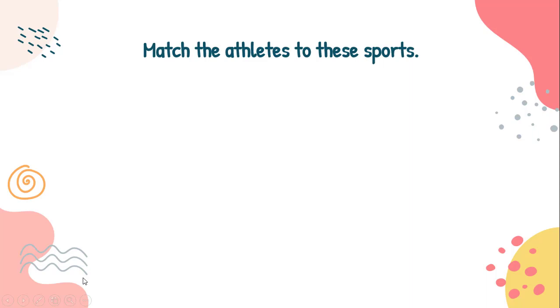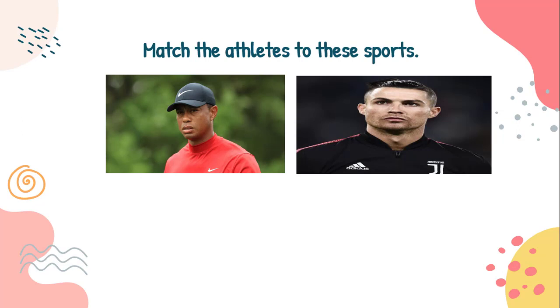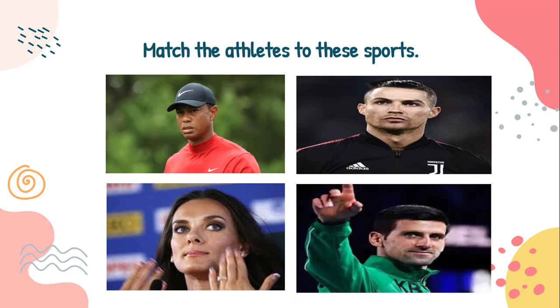So this is our first task, all right? What you have to do is you have to match the athletes to these sports. So who are those athletes that we have here? Do you know any one of them? So you have to match the pictures with the correct information about their sports. So what are their sports? First one, we have pole vaulting. Number 2, we have tennis. Number 3, we have football. And finally, we have golf.